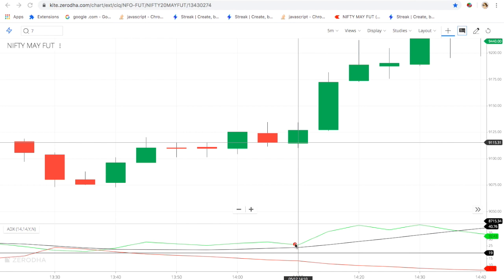At the same time plus DI is higher than minus DI, and your ADX is higher than 20, around 30. So the trend is strong, the price action performs, and after that we have a strong up movement. So let's analyze our technique in Streak.